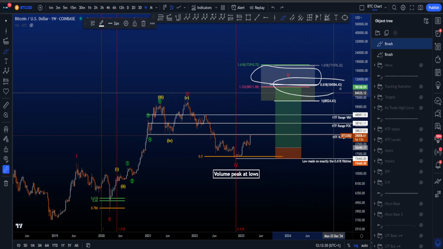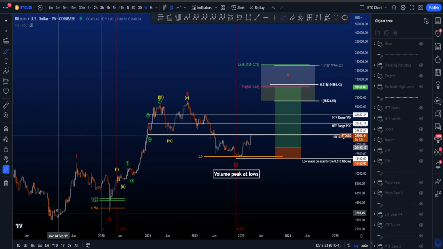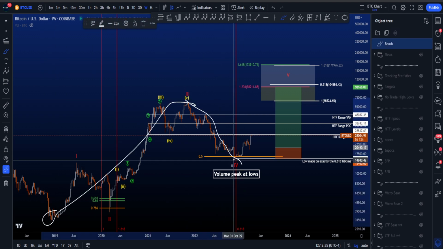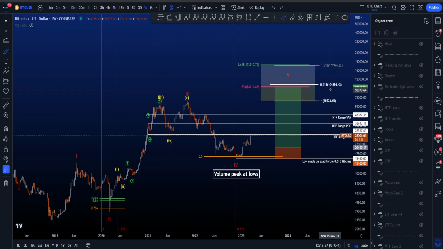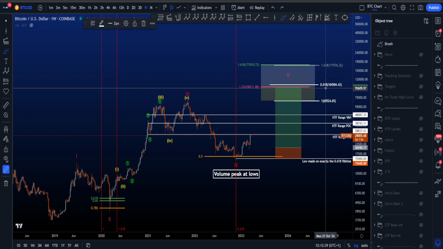And we have the 0.618 over here as well, which is pulled from the low of 1 to the high of 3 to then the low of 4. Toggle on the 0.618 and you get 100 and, well, basically 5k.